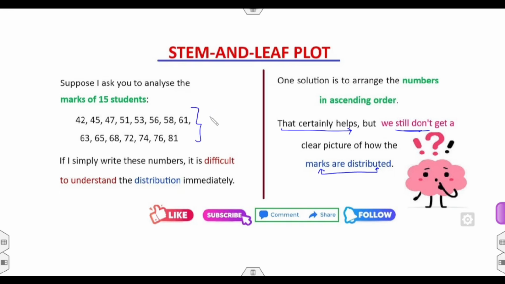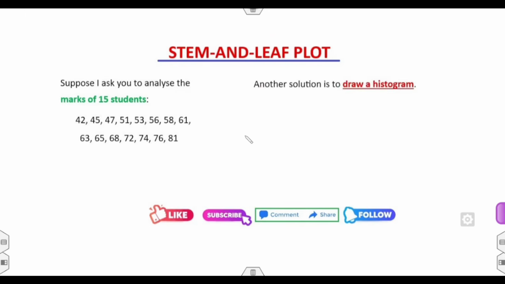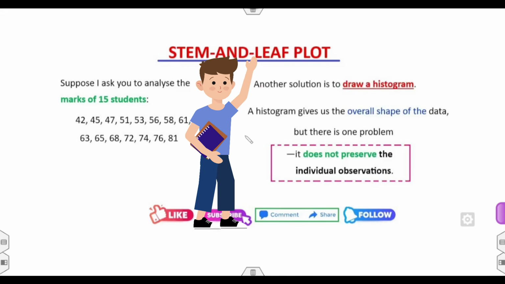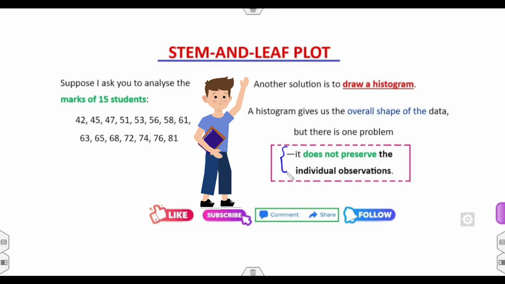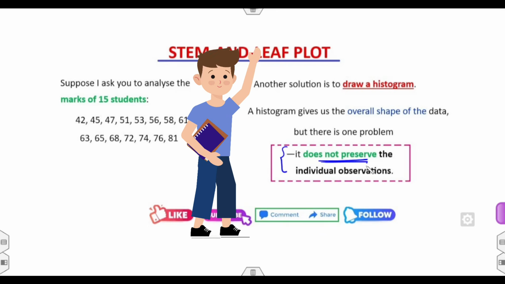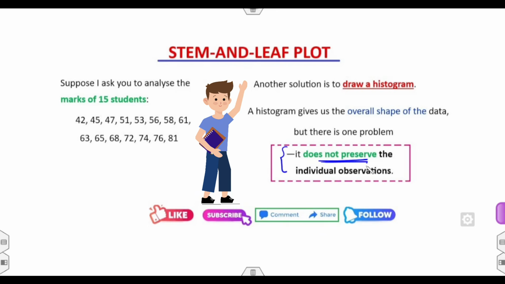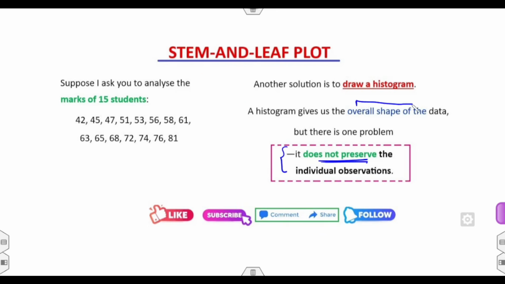Since my information is quantitative, as we have discussed in our previous lecture, I can also draw the histogram of these given numbers. Once we draw the histogram, can we get the clear picture? Again, the answer is no, because the histogram does not preserve the individual observations. Histogram only gives us the overall shape of the data set. How can you draw the histogram?